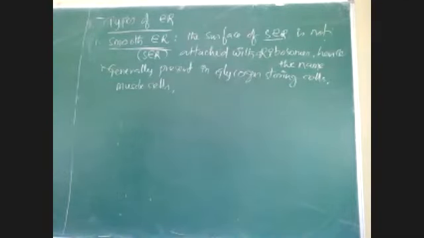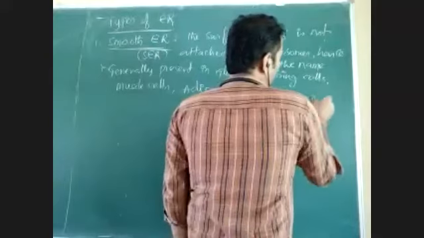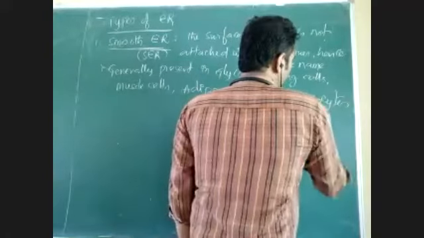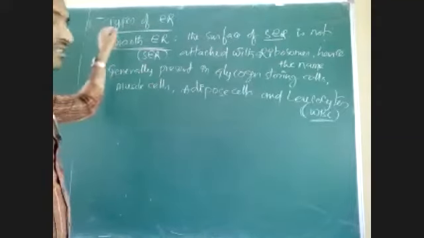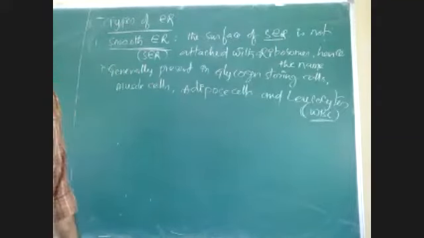Adipose is a tissue which is present in skin, and it is present in WBC. WBC are also called leukocytes, whereas RBC are called erythrocytes. White blood corpuscles are called leukocytes. In the leukocytes, adipose tissue, adipose cells, muscle cells, and glycogen storing cells, smooth endoplasmic reticulum is present. Okay.